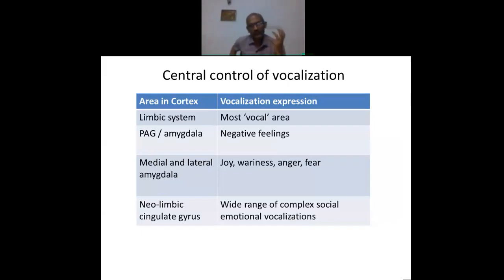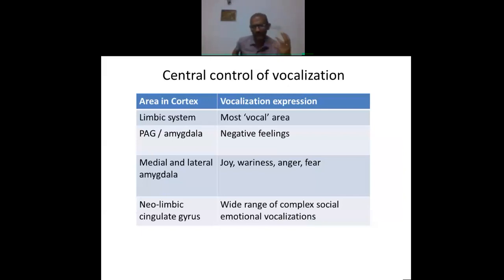Then if you are down, depressed and expressing emotions in that way, the periaqueductal gray and the amygdala get activated. Then in the amygdala itself, medial and lateral separately for one extreme of joy, the other extreme of fear. Then the neolimbic cingulate gyrus is for a wide range of complex social emotional vocalization.